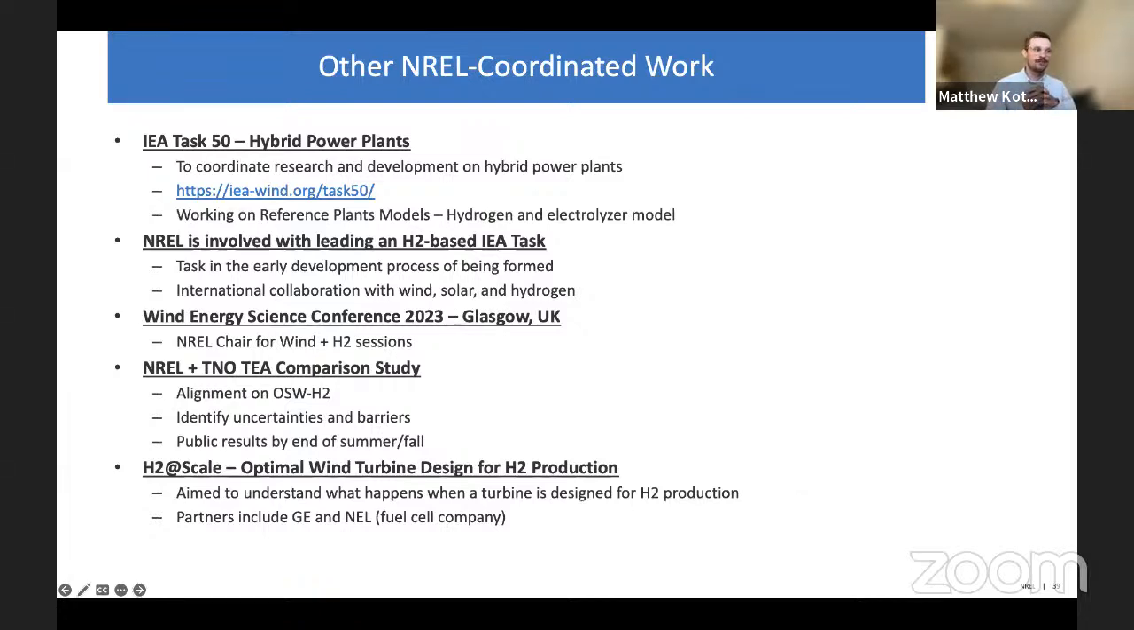And we're hoping to have public results by the end of the summer, potentially early fall. And then the last project here is called H2 at Scale. This is developed to understand what happens when a turbine is designed specifically for H2 production and prioritizing low LCOH values. Partners for this project do include GE as well as NEL.